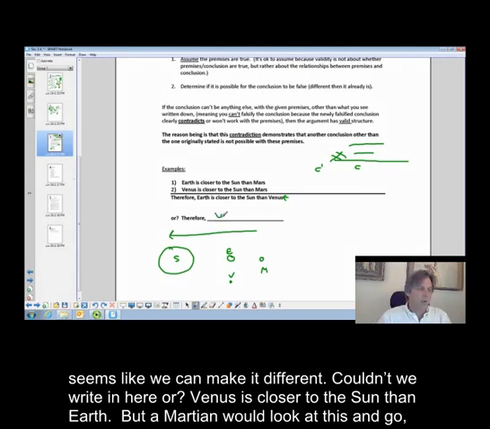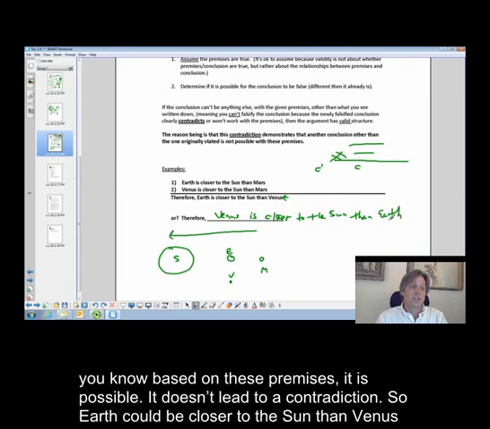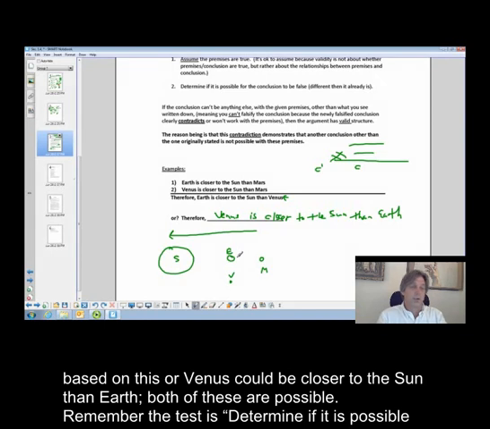Couldn't we write in here, or Venus is closer to the sun than Earth? But a Martian would look at this and go, you know what, based on those premises, this is possible. It doesn't lead to a contradiction. So Earth could be closer to the sun than Venus, based on this, or Venus could be closer to the sun than Earth. Both of these are possible.